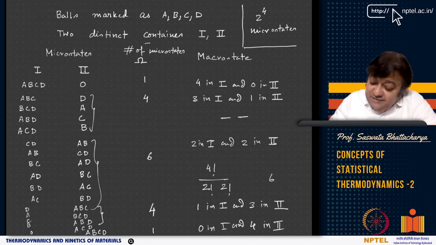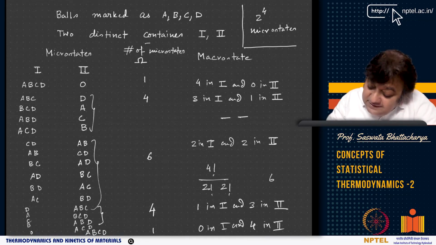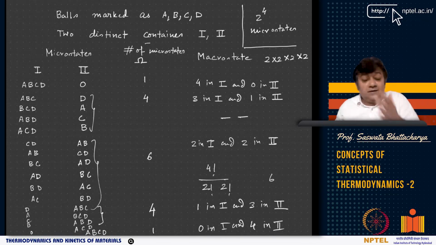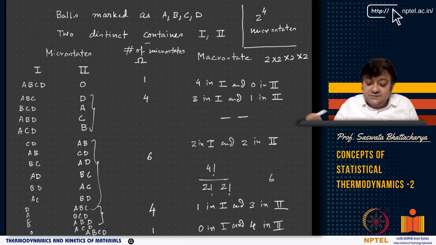So basically, if I think of that, it is like 2 times 2 times 2 times 2. A can be put in 2 ways in these 2 placeholders, B can be put in 2 ways, C can be put in 2 ways, and D can also be put in 2 ways. So the number of total microstates is 16, and if you add them, 1 plus 4 plus 6 plus 4 plus 1, you can see that it is 16. So 16 microstates are possible.